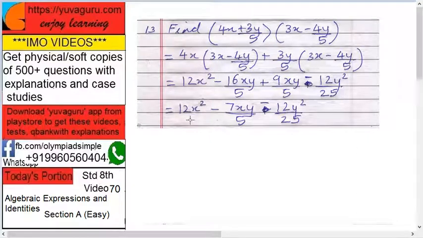So 12x square, and these two get adjusted with each other. So these two get adjusted with each other, minus 7xy upon 5, and remaining as they are. So 12x square minus 7xy minus 12y square upon 25.